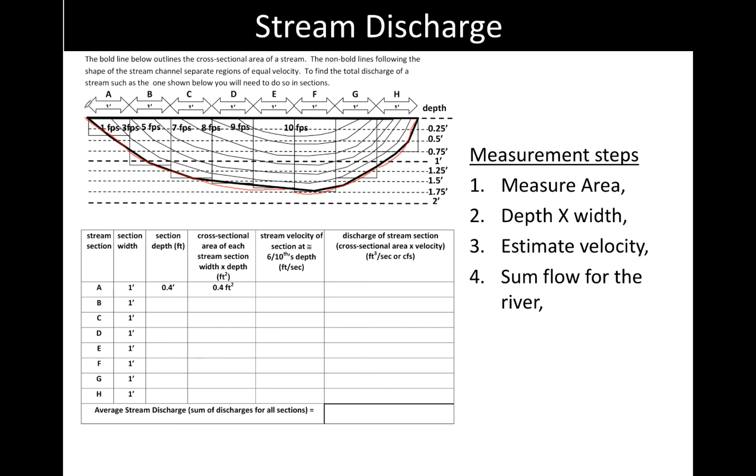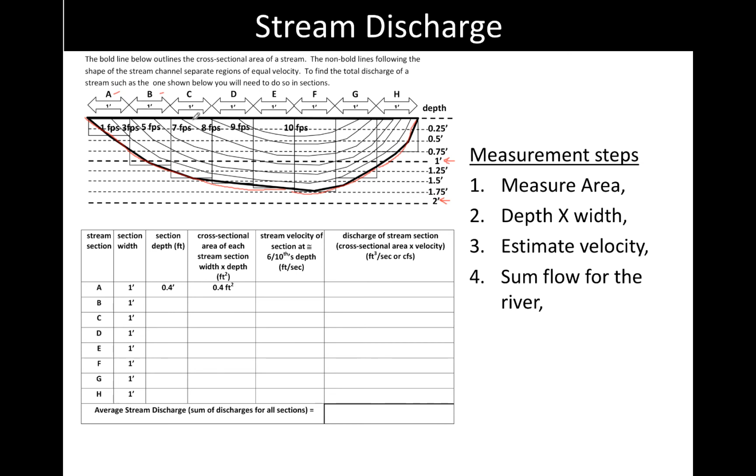Now we have horizontal measurements made for us already. You see this A, B, C, all the way over to H, which correspond to the stream sections here. They're all 1 foot. The way this is set up, the stream is flowing in and out of the screen, and we're measuring across the cross-sectional area in 1 foot increments. Then we have depth, also measured in feet. You'll notice here it's 0.25, so that's 1/4 of a foot. Here is 1 foot, and here is 2 feet. So at its deepest, this stream is about 1.75 feet.